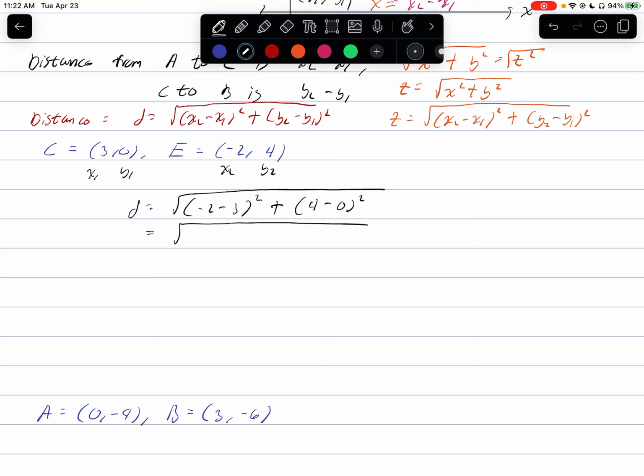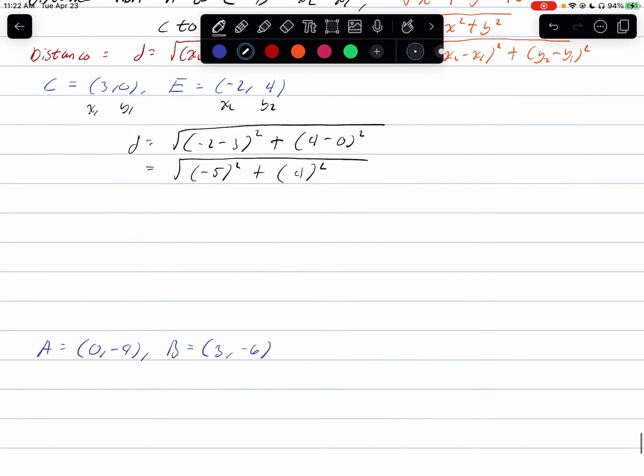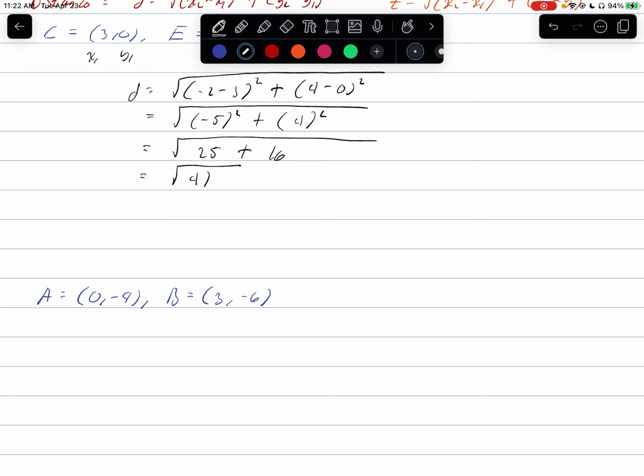Okay, take the square root of that, and we get negative 2 minus 3. We have negative 5 squared plus 4 squared. So this is going to give us the square root of 25 plus 16. Okay. So we're going to have that this is equal to the square root of 41. And I don't think that we can simplify this any more than that. So we have that the distance is equal to the square root of 41. So D equals the square root of 41.